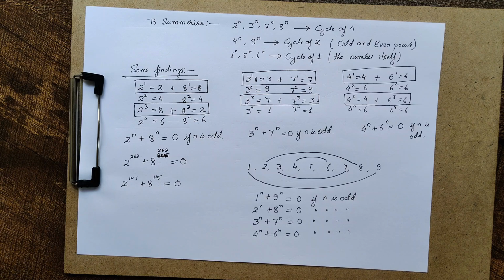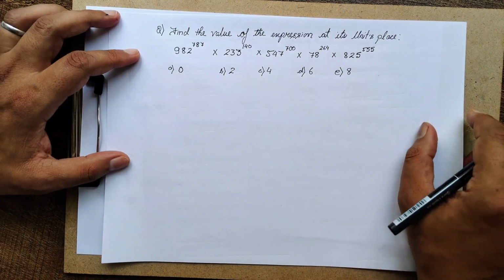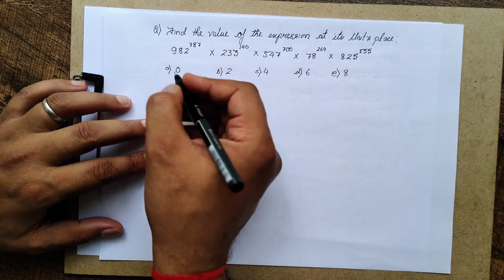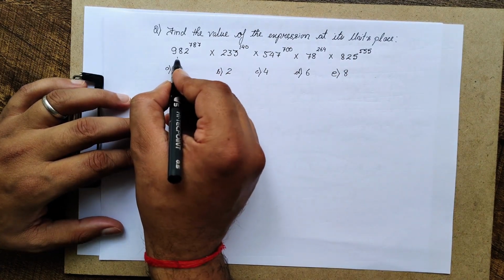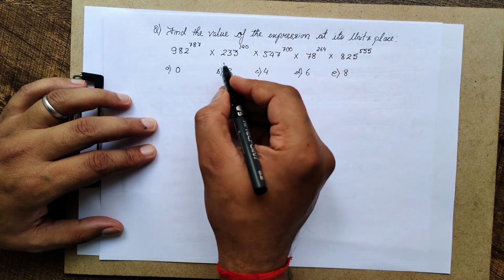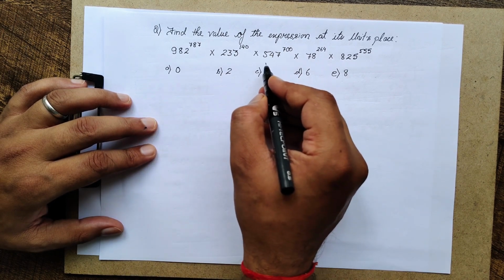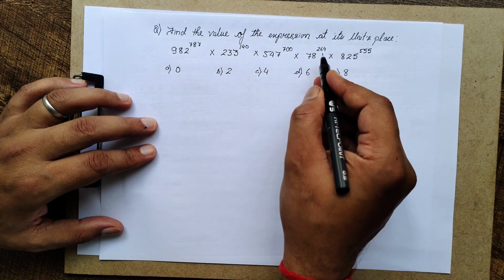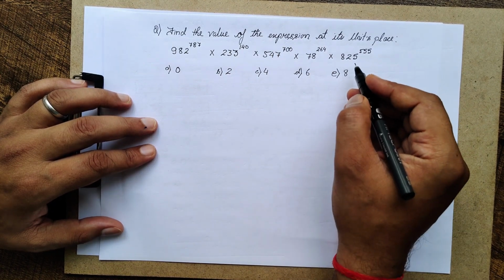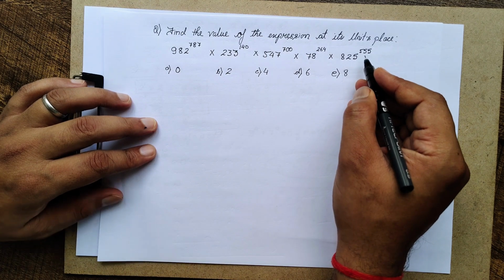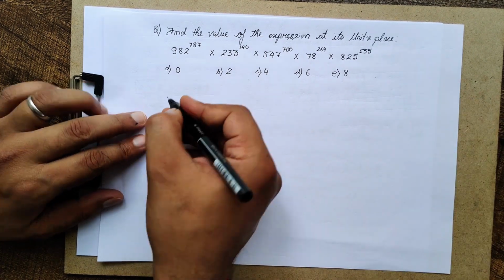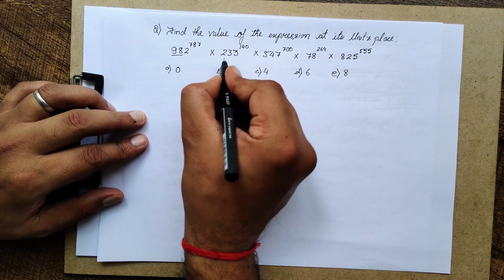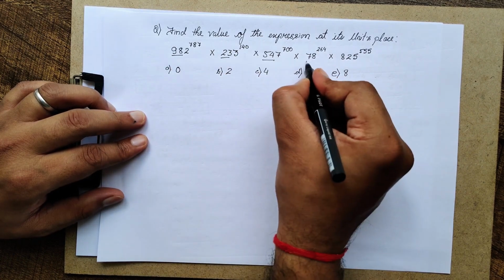Now let us come to our very first question. Right? Find the value of the expression at its unit place. So the question given is 982 to the power 787 multiplied by 233 to the power 140, 547 to the power 700, 78 to the power 264 multiplied by 825 to the power 555. Right? So we have nothing to do with digits at other place.